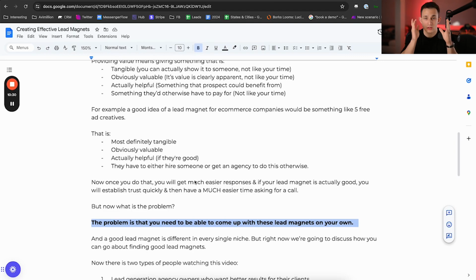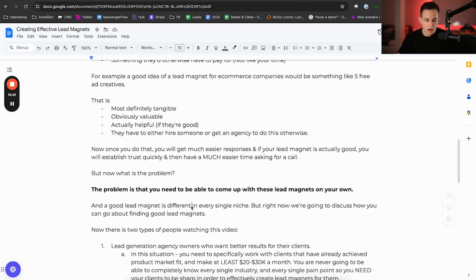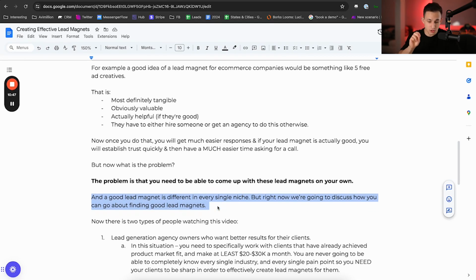Now, for those of you who aren't agencies and you're just trying to do cold email for yourself, then you just need to understand your industry very well, okay? But this is the key problem with doing stuff like this, is that you need to be able to rapidly gather domain expertise, okay? Now, a good lead magnet is going to be very, very different in every single niche. But right now, we're going to discuss how you can go about finding good lead magnets in whatever industry that you might be doing, okay?